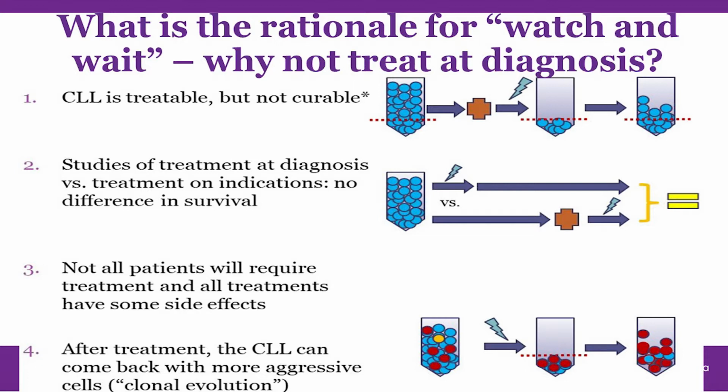Studies of treatment at diagnosis versus treatment when the patient became symptomatic, these were from the 80s and 90s, showed no difference in survival of patients. And importantly, not all patients will require treatments. You're not going to treat everyone blindly, but all treatments have some side effects. So you only want to have the patient experience side effects if they'll derive a real benefit from the drugs. And the benefit is not just dropping the white count into the normal range. And then we've discussed this fact that any treatment that's not curative changes the disease that comes back and makes it more aggressive. So treating earlier with ineffective drugs that can't cure can potentially shorten the lifespan down the road.